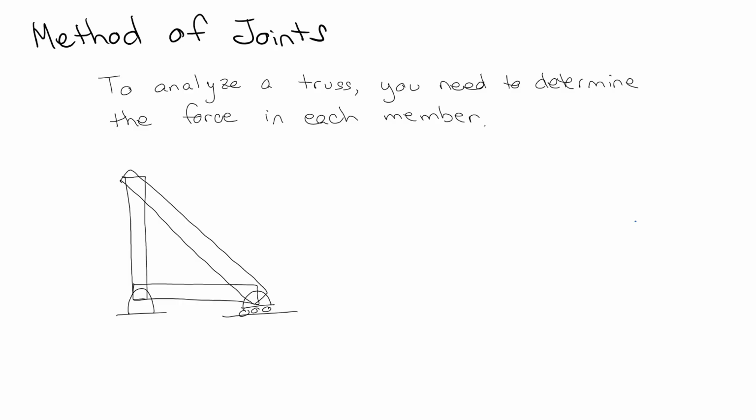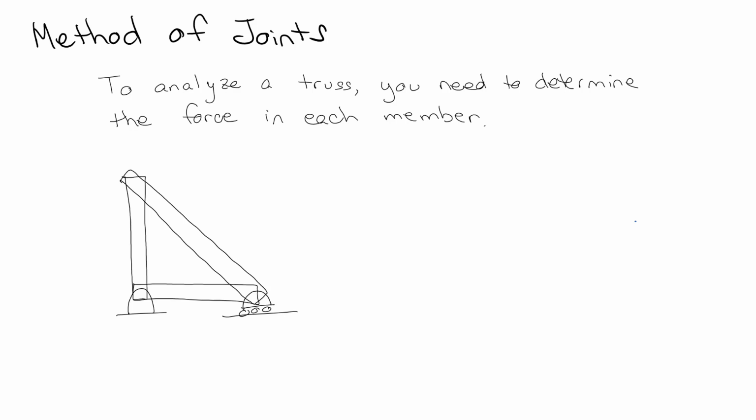So if you're going to analyze a truss, it's really important to know whether each member is in tension or compression, and by how much. One of the methods you can use is the method of joints. Another method is the method of sections, and we'll talk about that in another video. But for the method of joints, let's say that we've got this kind of simple truss.